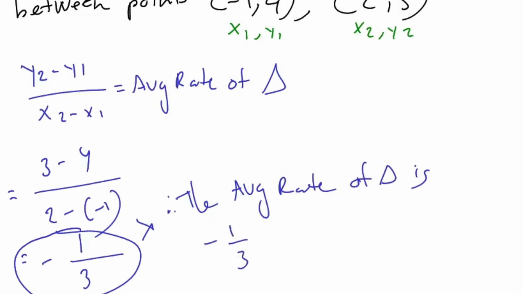I would just put change instead of delta if you're answering the questions. I just did it for simplicity. Yeah, that's all. That's how you can find the average rate of change. It's pretty straightforward.